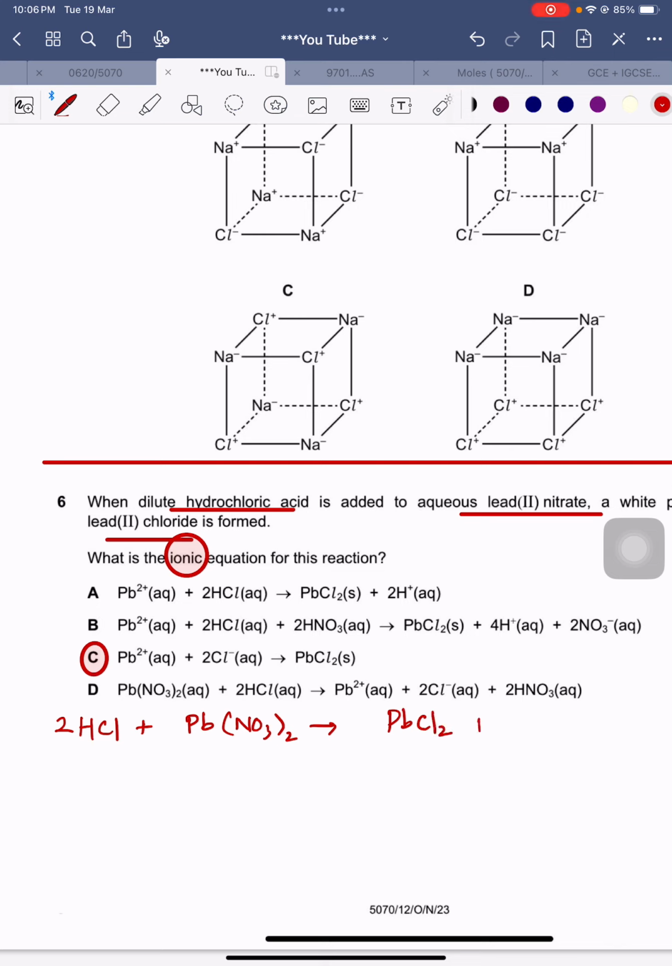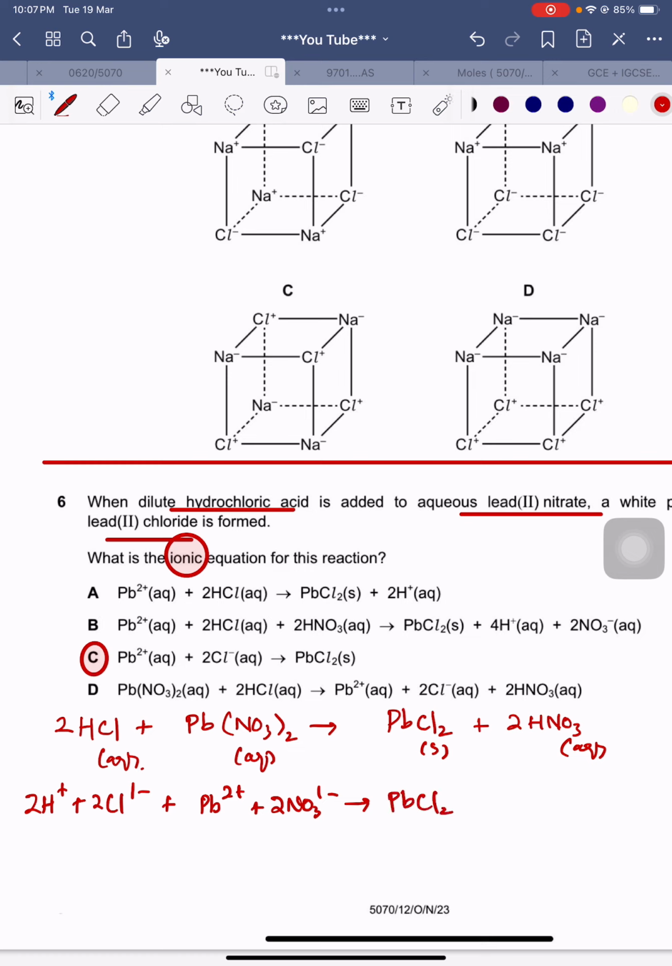PbCl2, and we can say that along with this 2HNO3 as well. So these are the aqueous ones, so we are going to convert them into their components, and the remaining will be as it is. So it will be 2H plus and 2Cl1 minus, and it will be Pb2 plus along with 2NO3 1 minus, and this is PbCl2, and this is going to convert itself into 2H plus 2NO3 1 minus, and now we are going to cancel the spectator ions.